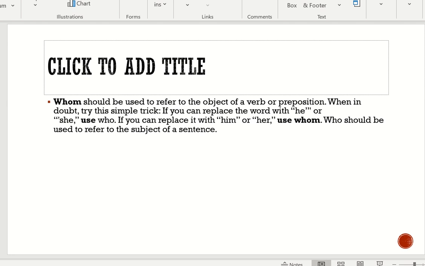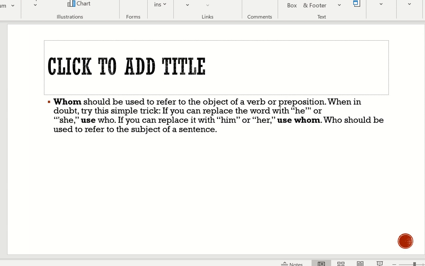a person or a group of people as the object of a verb or preposition. For example, okay, this is the trick. If you are confused, if you replace the word with he or she, use who. For example, she is the one that you are looking for. Who are you looking for is the question, because she is the one. She is at the beginning. But then, if you can replace it with him or her, use whom.